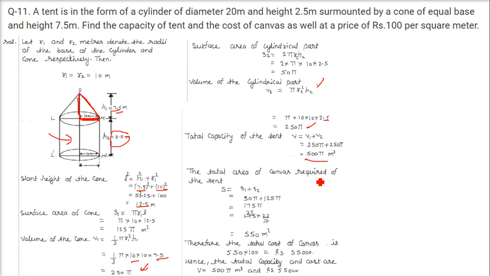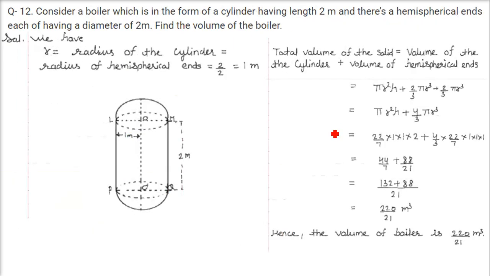And what is the total area of the canvas required? It will be simply the addition of the surface area of the cone and the surface area of the cylindrical part. So we just add them, it is going to be 550 meters square. So the total cost of canvas will be what? This is the total surface area. So for 1 square meter it is 100. So for the 550 it will be 550 into 100 and this is going to be 55,000.